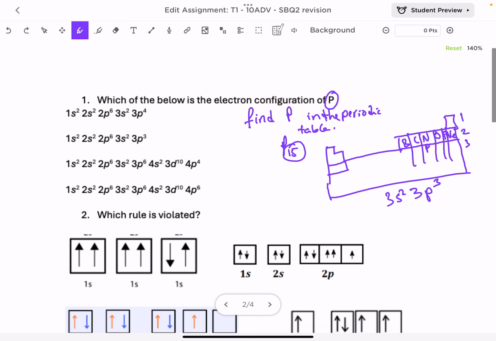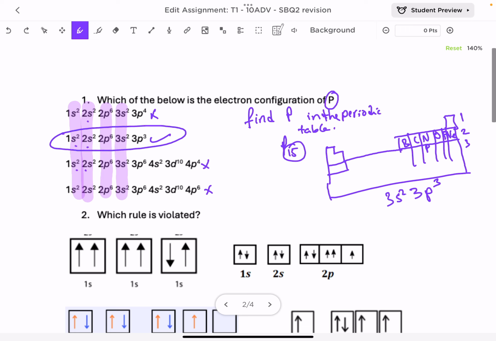Or I can simply count and see which of those contain 15 electrons. So I'm comparing all the answers to see which one is the right one. 1s2, 2s2, 2p6. So far these are 10 electrons. 3s2, 12 electrons. I need 3 more electrons. This is wrong, this is correct, this is wrong, and this is wrong. So this is the correct answer.